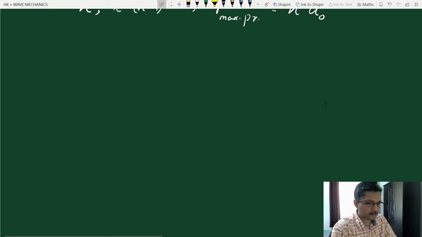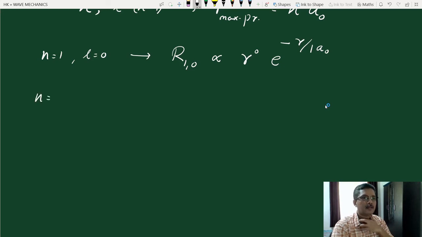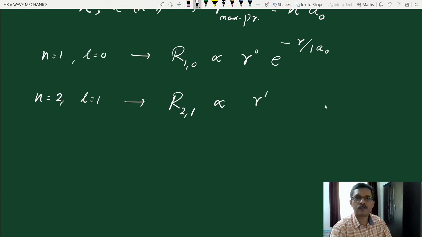See, for n equal to 1, L equal to 0, we can write R10 proportional to r raised to 0 e raised to minus r by 1a0. For n equal to 2, L equal to 1, we are taking the highest L value, that is R21. This is proportional to r raised to 1 e raised to minus r by 2a0.